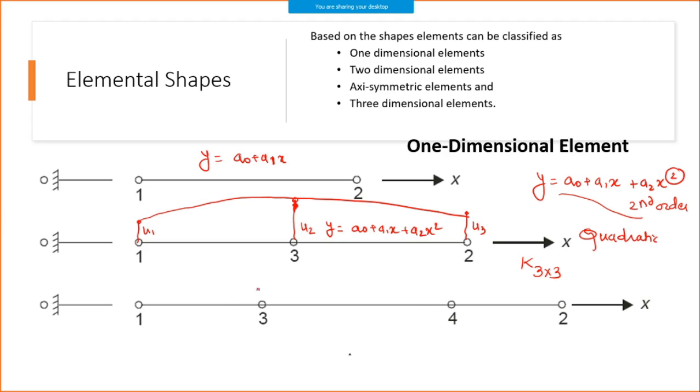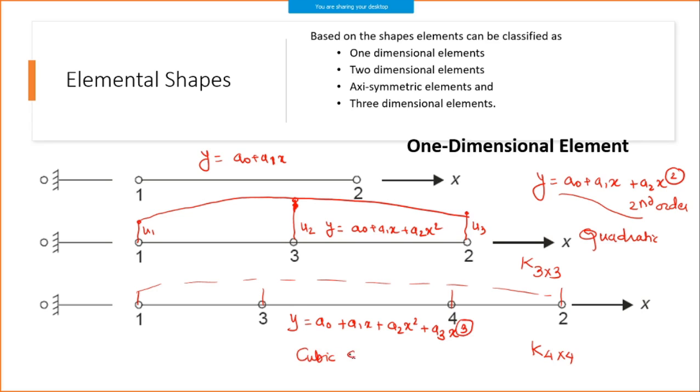Then if I increase one more node, I will have one, two, three, four nodes, so obviously my stiffness matrix becomes 4 by 4 for a single element. My equation for this particular displacement behavior will be a cubic equation, y = a0 + a1x + a2x² + a3x³. This is the highest order I am getting, and this is called a cubic element.